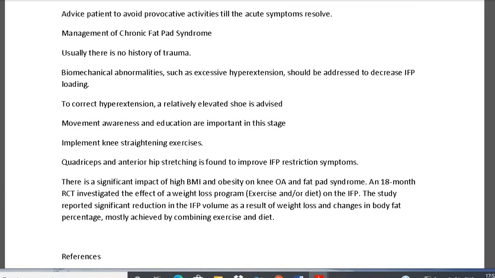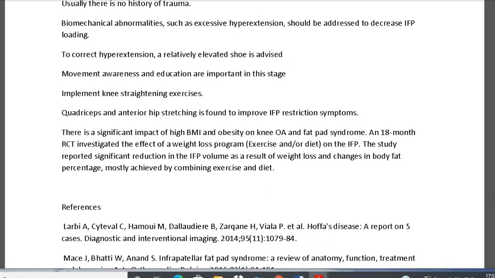There is a significant impact of high BMI and obesity on knee OA and fat pad syndrome. An 18-month randomized controlled trial investigated the effect of a weight loss program of exercise and diet on the fat pad, and the study reported significant reduction of fat pad volume as a result of weight loss and changes in body fat percentage, mostly achieved by combining exercise and diet. So we see that exercise, BMI and obesity have a role to play in this fat pad syndrome.